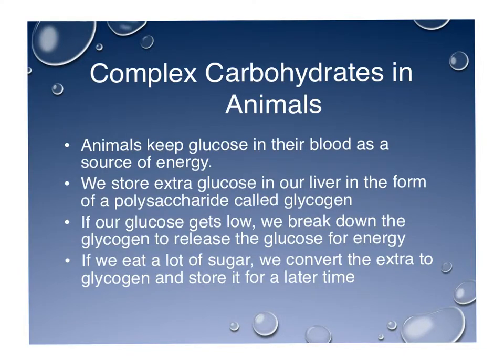In animals, carbohydrates are very important. Not only are they one of our very important sources of energy, we also store them in case we ever need them in the future. We store extra sugar, or glucose, in our liver in the form of a polysaccharide called glycogen. And as our energy level gets low, if we need sugars for cellular respiration to take place, that glycogen can be released in the bloodstream and broken down and then used.